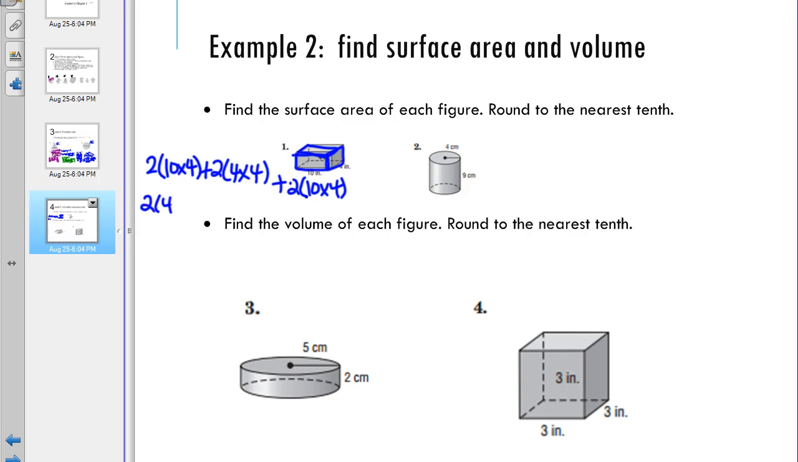2 times 40 plus 2 times 16 plus 2 times 40 is 80 plus 32 plus 80. 80 plus 80 is 160. 160 and 36 is 196. And that is in inches squared. All right, good job. So 196 inches squared to cover that rectangular prism.